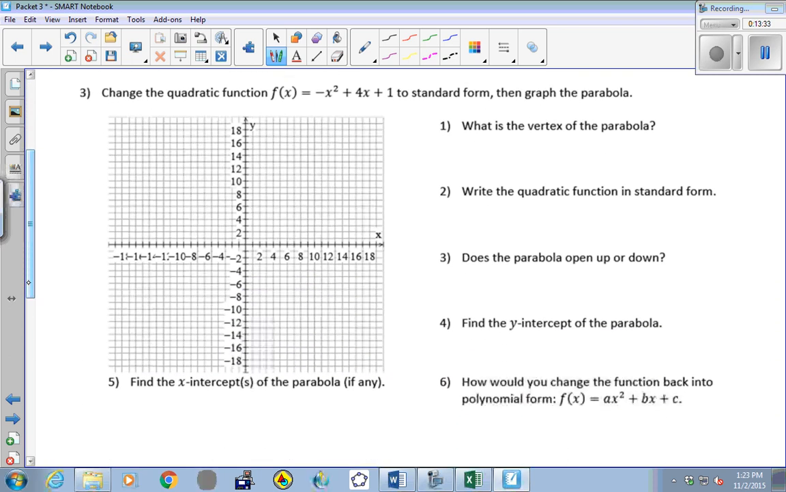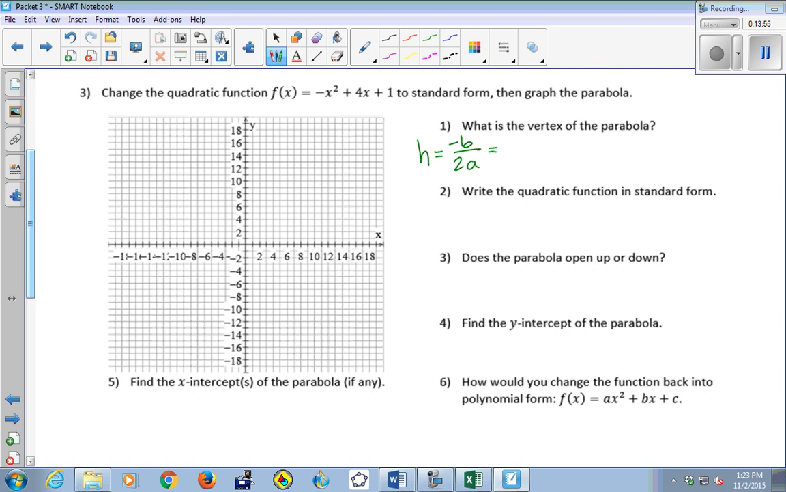All right, so let's do an example. I have a quadratic function in alphabetical form, negative x squared plus 4x plus 1, and I want to change it to standard form and then graph it. Okay, so the vertex of this parabola, well, h is the x coordinate of my vertex. That's going to be negative b over 2a.